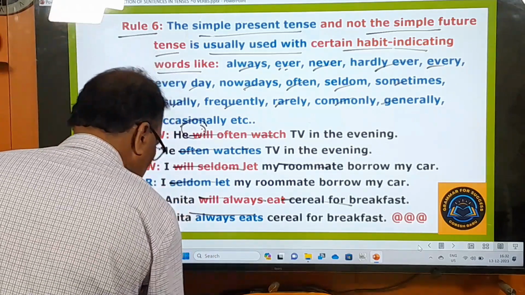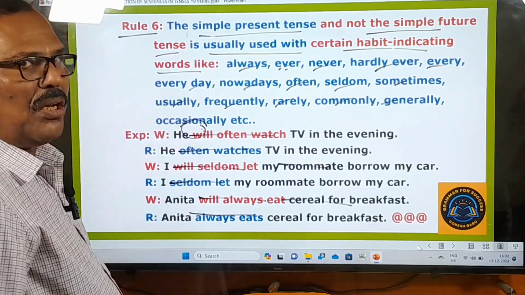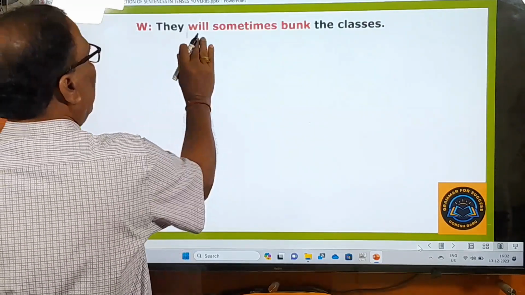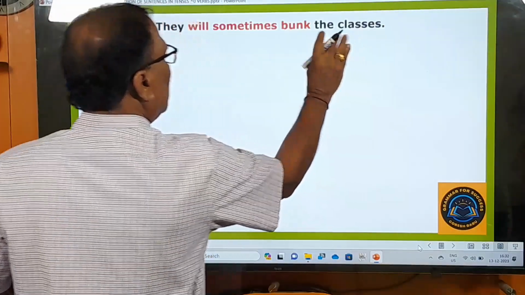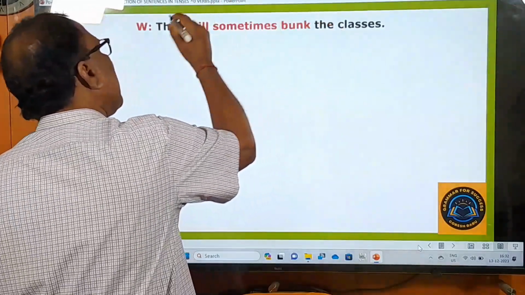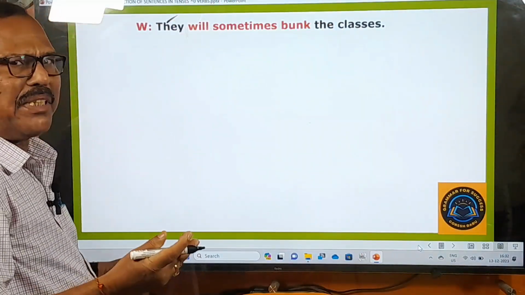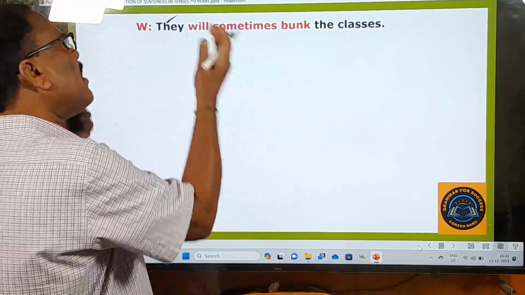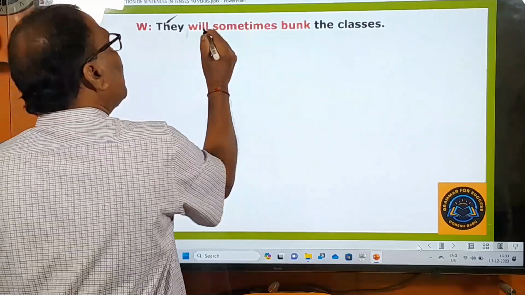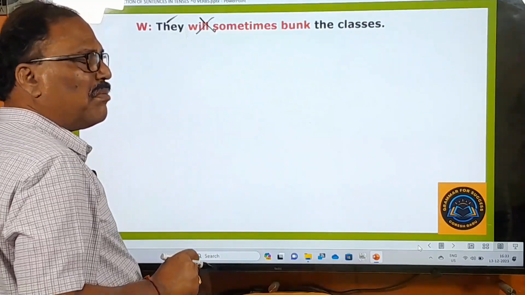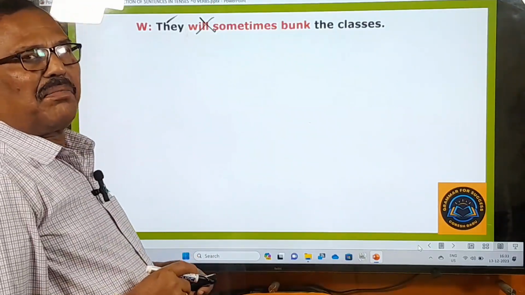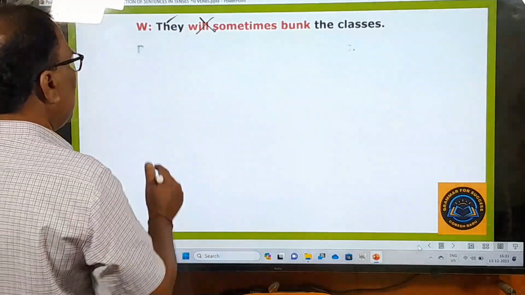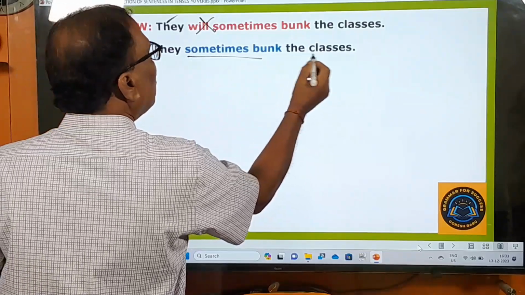Some more examples I think I have given you. Let us look at those examples. A few more examples are here. They will sometimes bunk the classes. Bunking the classes is their habit. Their habit is bunking the classes sometimes, not always, sometimes. So to indicate that habit we should not express it in the simple future tense. We have to express that habit only in the simple present. How? They sometimes bunk the classes.